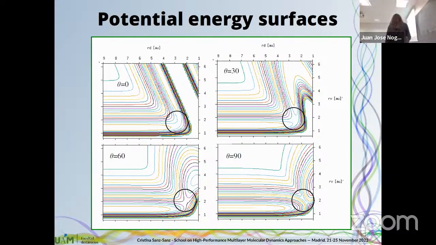So that means that we are a little bit higher in here, and then it will move, and in this orientation it will hit the barrier, as well as in here. But at some point, if the orientation is good enough, it will reach this barrier, and if it has enough vibrational energy, it will go here.